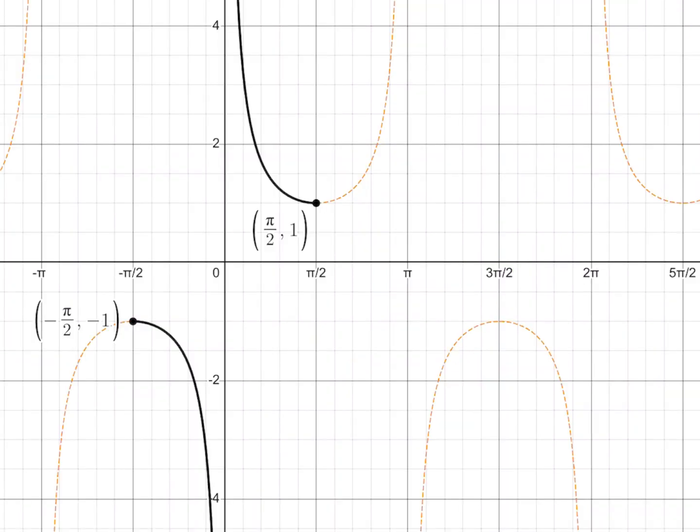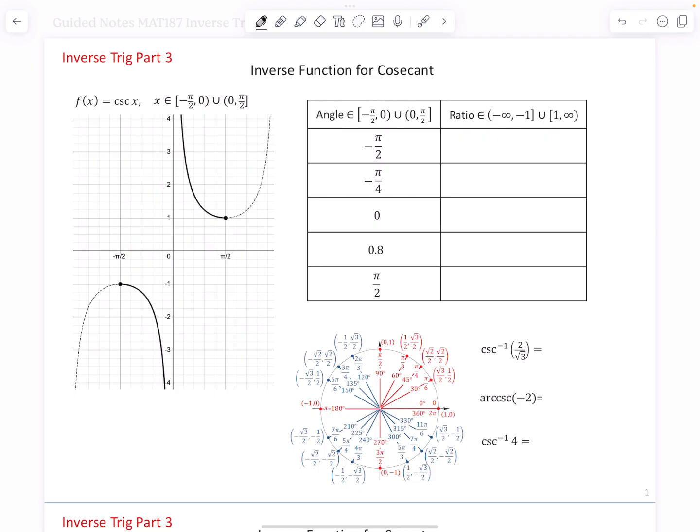However, if you crop the cosecant graph and keep only the portion of it between x equals negative pi halves and x equals pi halves, we will have a one-to-one function. So limit our domain to these x values, and these are angles. Notice we have to exclude 0 because there's a vertical asymptote when x is 0. But we do retain the angles negative pi halves and pi halves because the cosecant is defined.